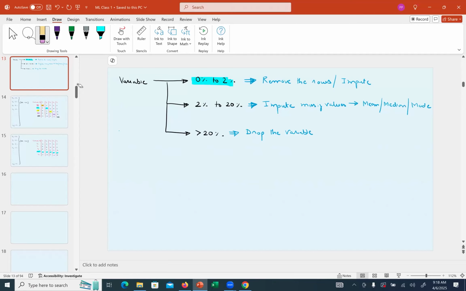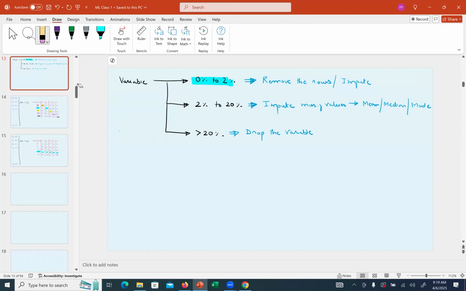So it's just simple. If you have missing values somewhere, let's say in a particular column, there can be certain values which are missing. If 0% to 2% of the rows are missing, then you can remove the rows altogether, because it's not worth figuring out what I should replace it with. If it is a very small percentage of rows, just remove it and use that data.